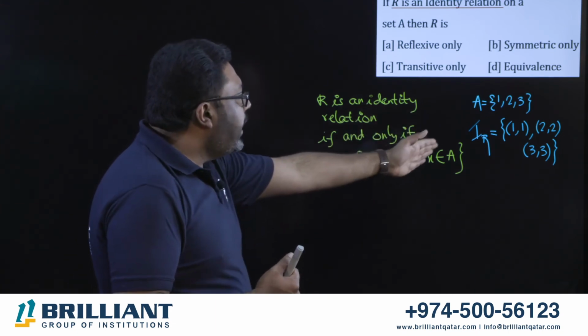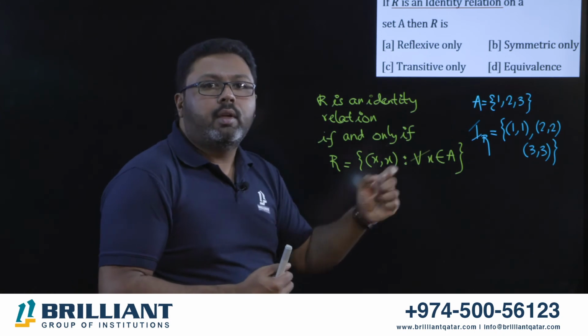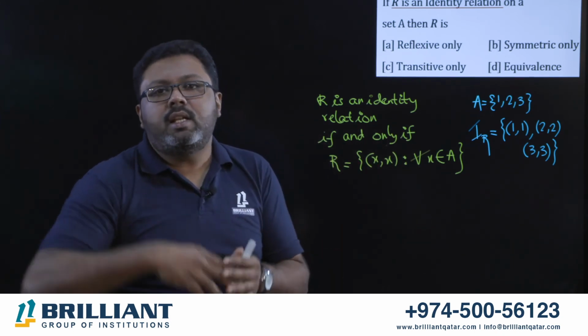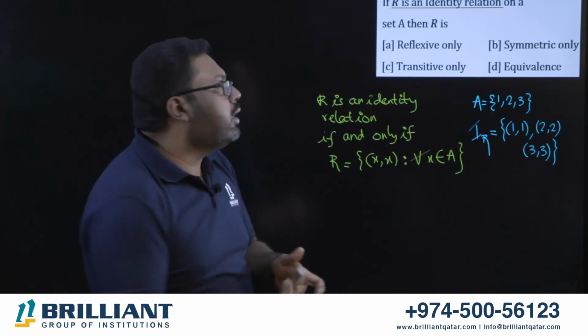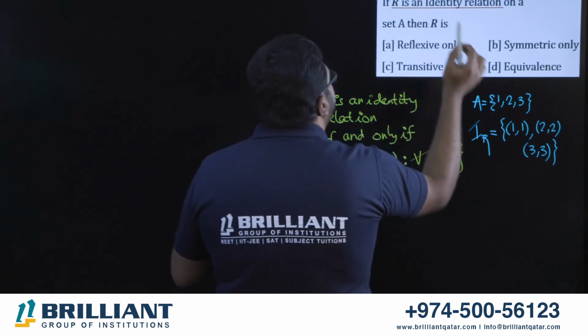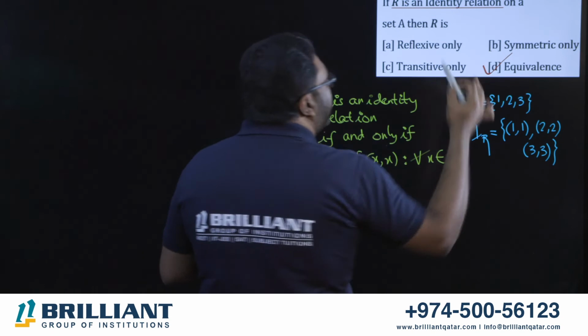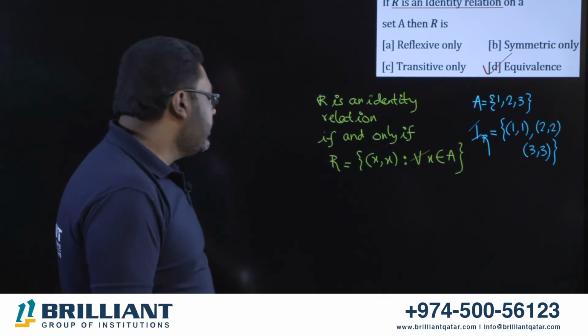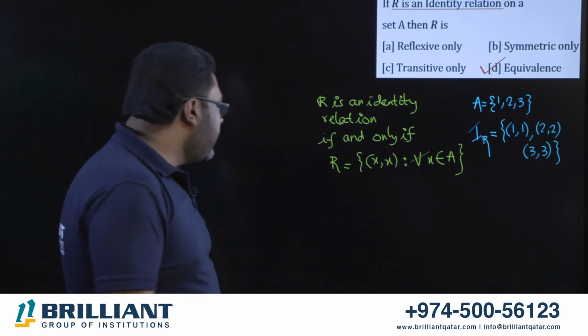So this identity relation is only going to have reflexive pairs, and because only reflexive pairs are there, it is exhibiting the symmetric and the transitive property. So my answer is this identity relation is an equivalence relation. Okay, let's go to the next question now.